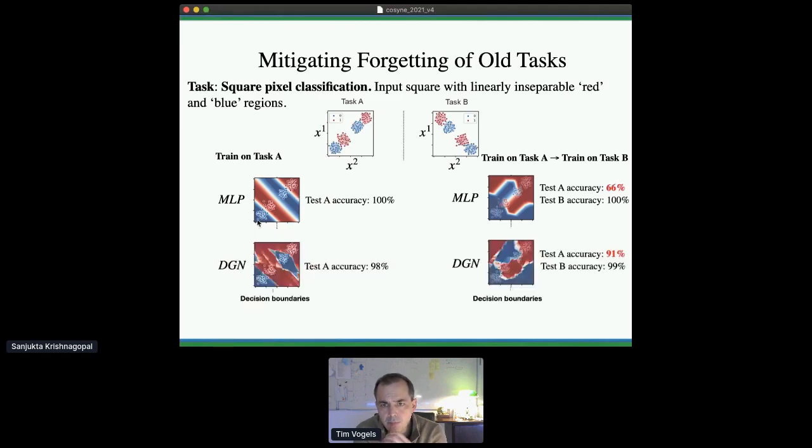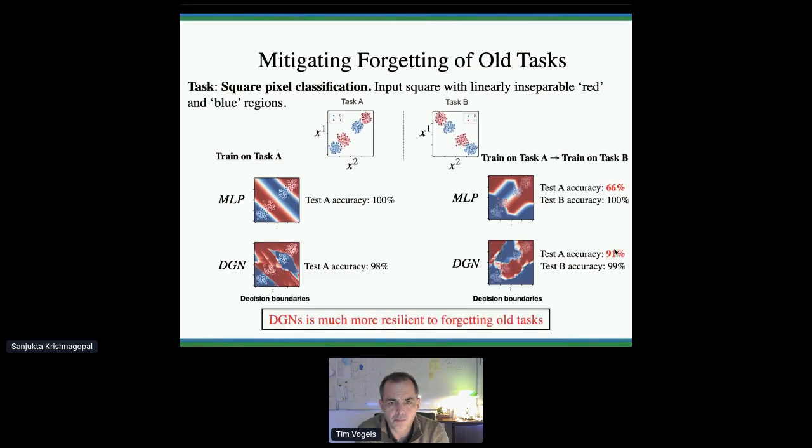And train on task A, test on task A, still does pretty well. Whereas if you train on task A, train on task B, and test again on task A, it remembers quite a bit more. So the accuracy is still coming in at 91%, which is great. So the DGN is much more resilient to forgetting old tasks.